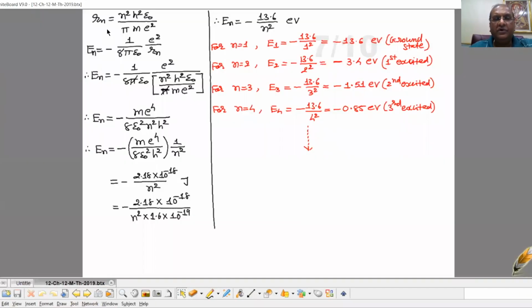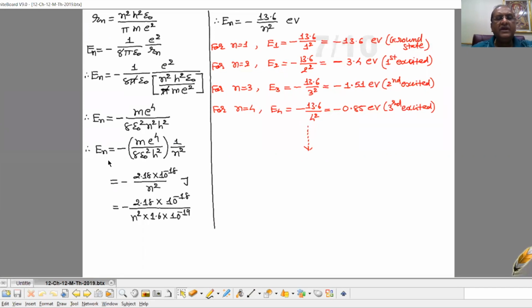Now see, we derived the equation for radius of the nth orbit Rn equal to n square h square epsilon 0 upon pi m e square. Now we have the equation of the energy, that is E equal to minus 1 upon 8 pi epsilon 0 e square by r. So for nth orbit, we can write En equal to minus 1 upon 8 pi epsilon 0 e square upon Rn. So En equal to minus 1 upon 8 pi epsilon 0 e square upon, substitute this particular value of Rn here, n square h square epsilon 0 upon pi m e square. Okay, pi cancelled, take this m e square in numerator. So En equal to minus m e4 upon 8 epsilon 0 square n square h square.